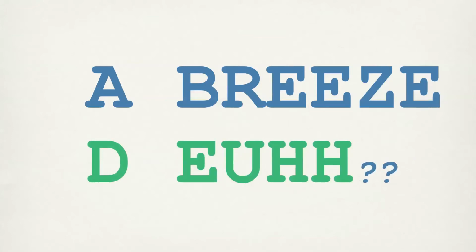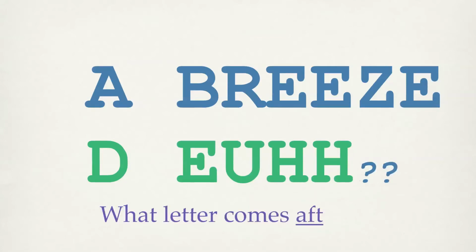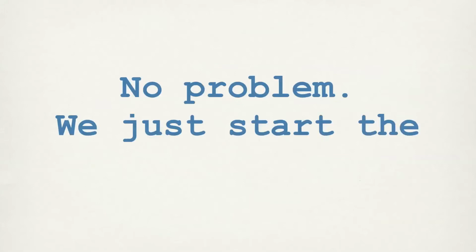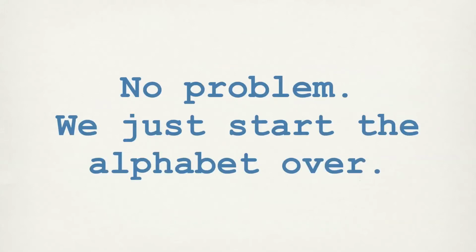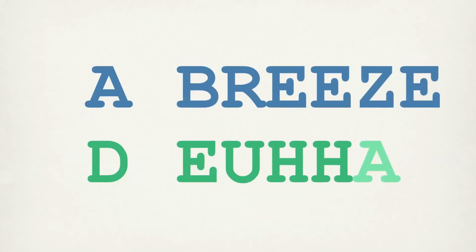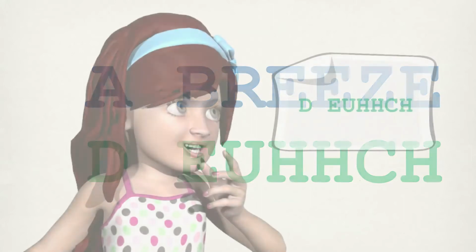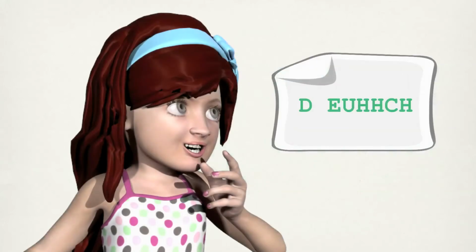This works fine for most of the alphabet, but what comes after the letter Z? The solution is simple and effective. We just start counting over at A. Eve can't read this note either.